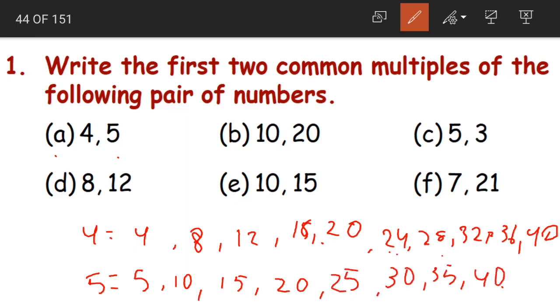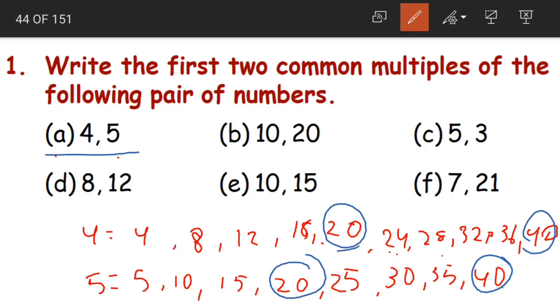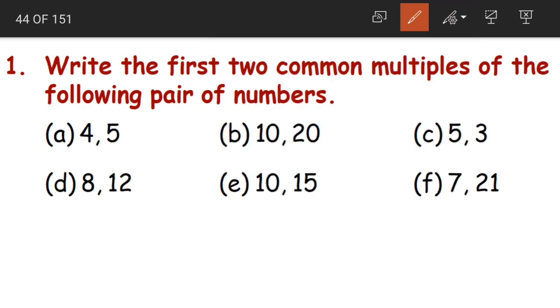Okay children, you can stop here only. Why? Because we have got our two common multiples, that are 20 and 40. Understood? So what are the first two common multiples for 4 and 5? 20 and 40. Next, question B, 10 and 20.